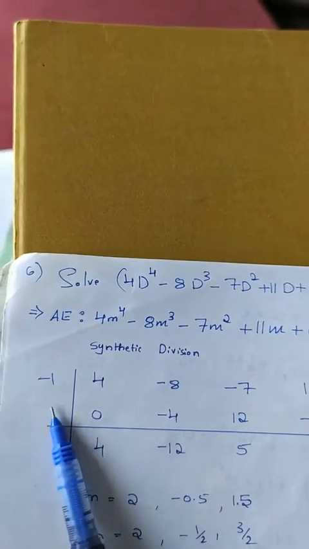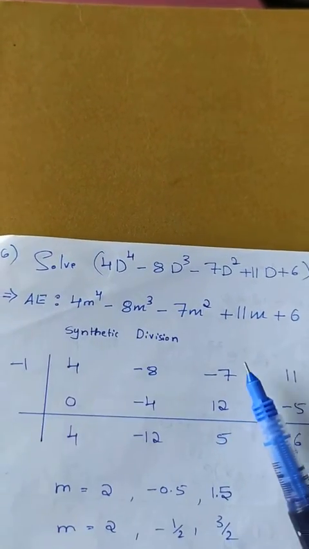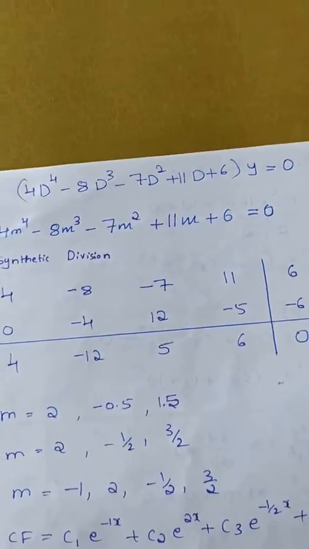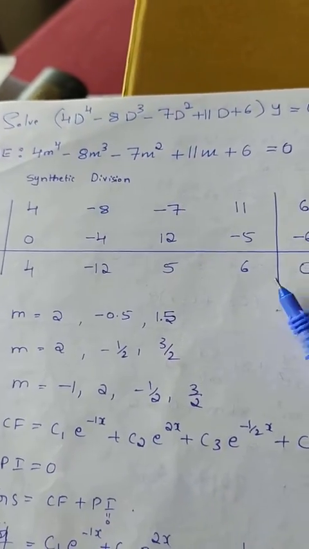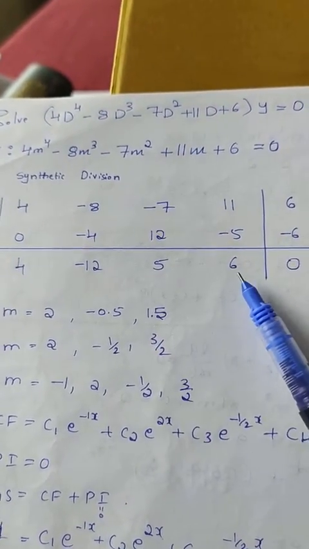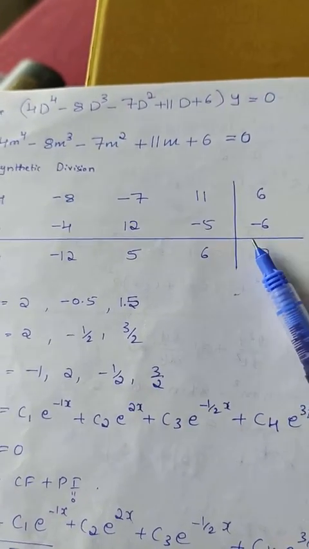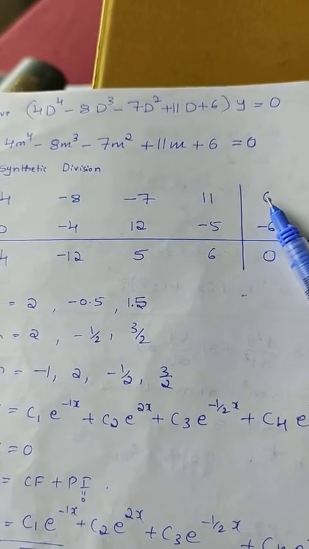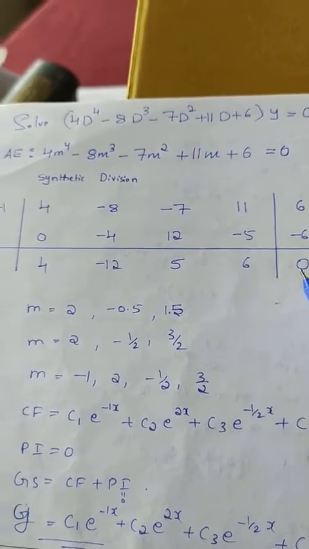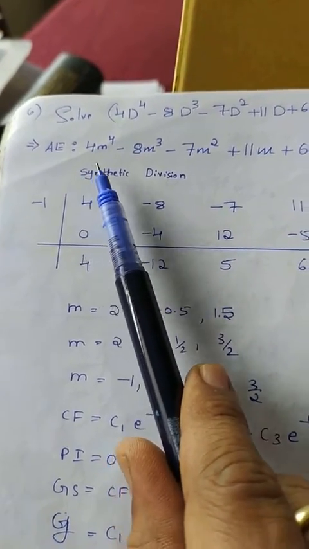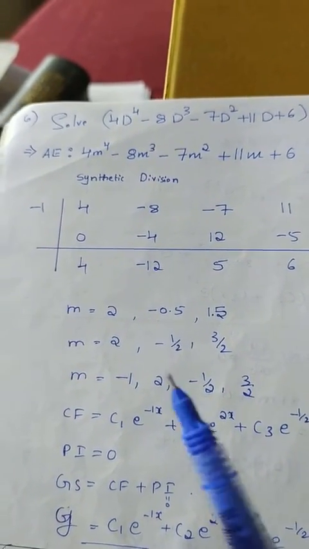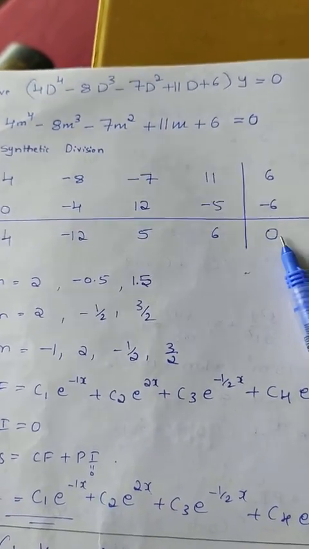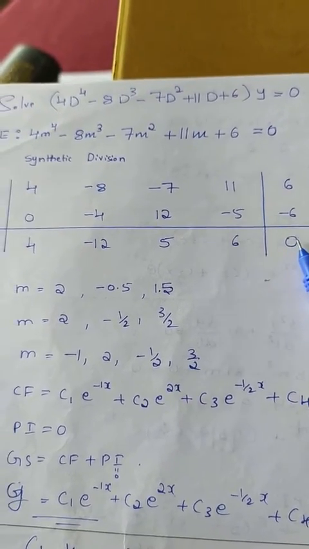Again multiply minus 12 with minus 1. We get plus 12. Minus 7 plus 12, that is plus 5. Next term. Multiply 5 with minus 1, we get minus 5. Add it, we get plus 6. 6 into minus 1, minus 6. See, finally, 6 minus 6 is 0. While verifying the root by trial and error method, if you get 0, in synthetic division method also, the last value is 0 only.